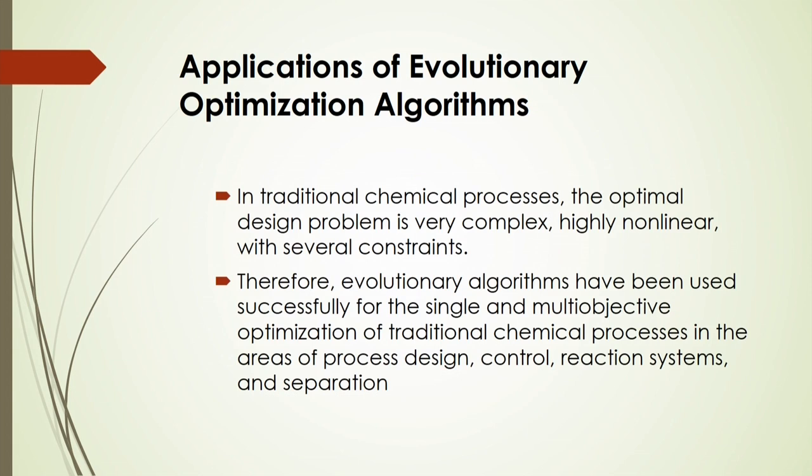In traditional chemical engineering processes, you will see the optimal design problems are very complex, highly nonlinear, with several constraints. That is why evolutionary algorithms are generally used successfully for the single and multi-objective optimization of those traditional chemical processes in the areas of process design, process control, reaction systems, and also separation. So, we are going to discuss the application of the evolutionary optimization algorithm.